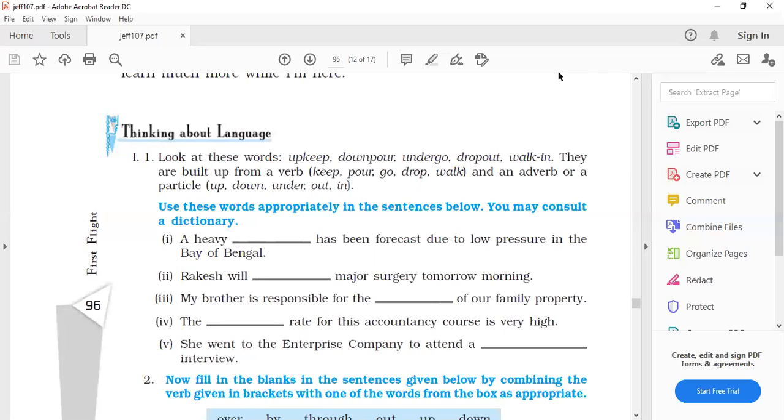That is dropout cases. She went to the enterprise company to attend a walk-in interview. Fifth sentence, she went to the enterprise company to attend a walk-in interview. You understand what a walk-in interview is? Anyone who can explain? क्या होता है walk-in interview?